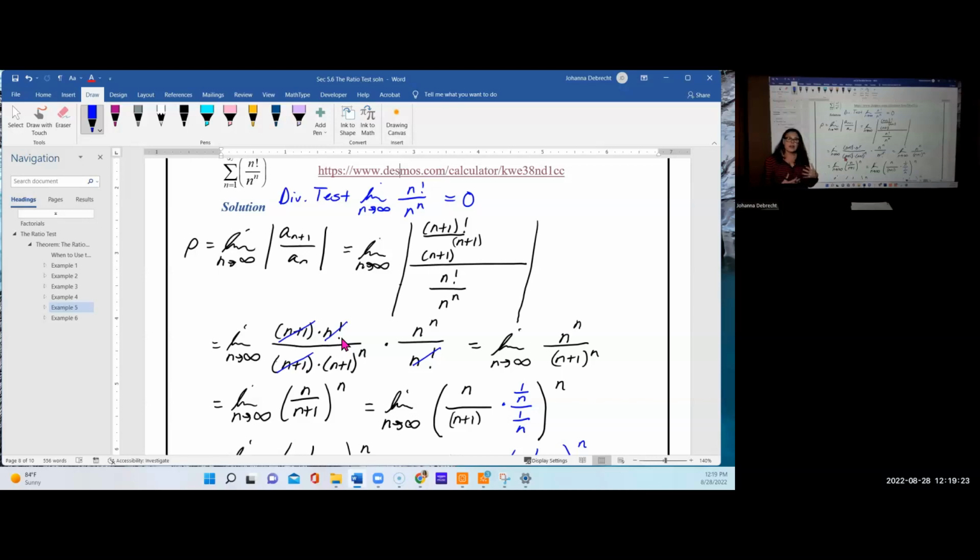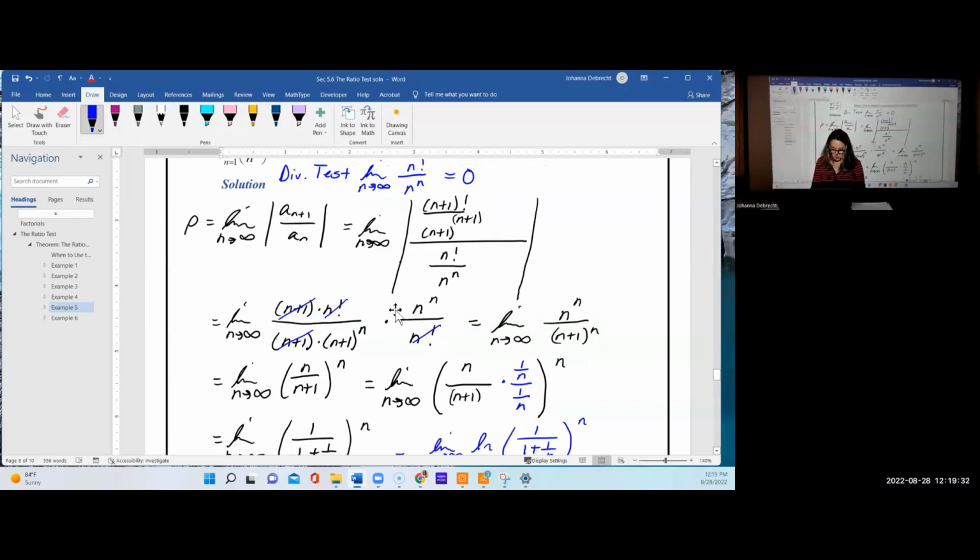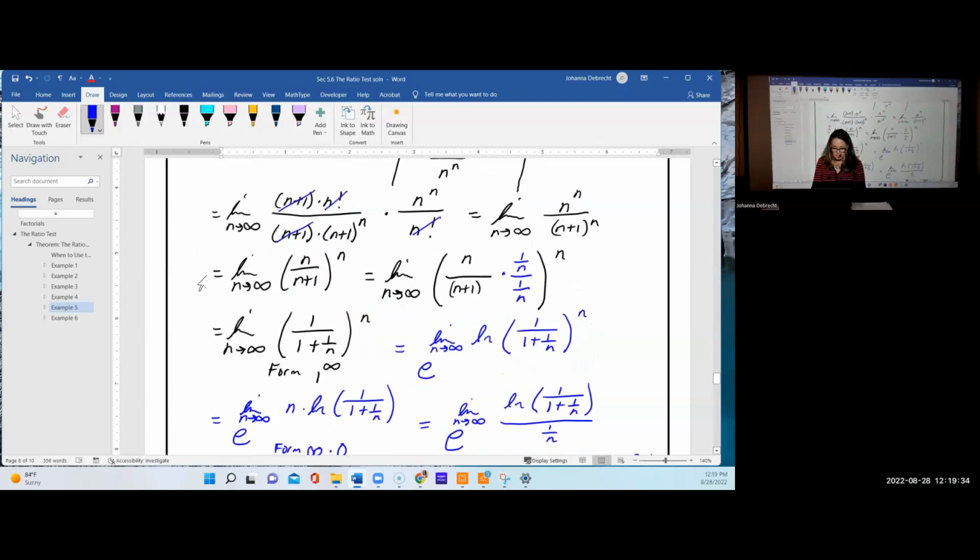Instead, what you do is an algebraic trick. You multiply by 1 over n over 1 over n. It's actually not necessary that you do that. You could have left it n over n plus 1. You could have left it in this form here, but I kind of like doing it the other way. I'll leave you to do it either way.